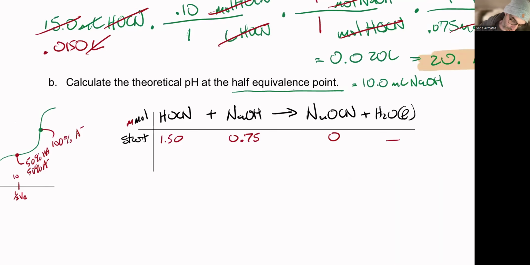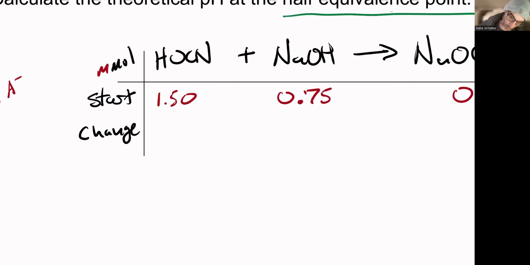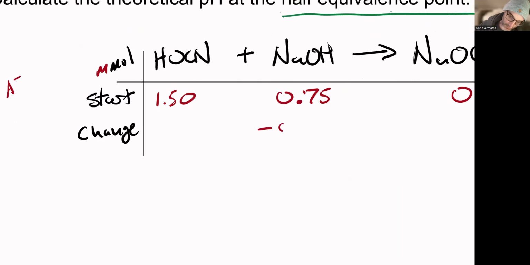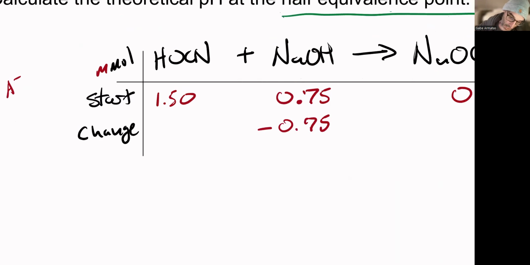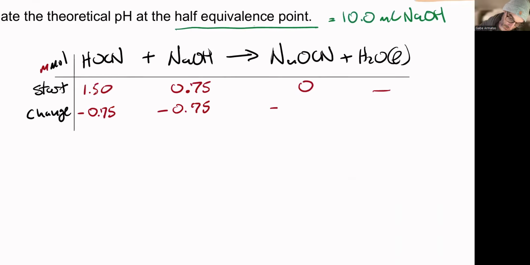So the change that we're going to see, I am going to lose all of the base. All of the base is going to react because it's the smaller number. Because acids and bases are going to react. The smaller number will completely go away in this case. So I'm going to lose both of these, and I am going to gain a bunch of base along with some water that we don't really care about.